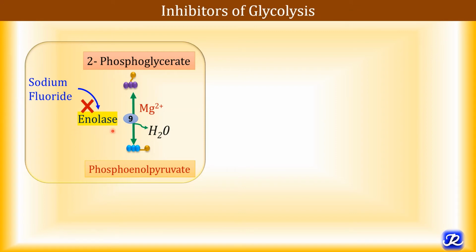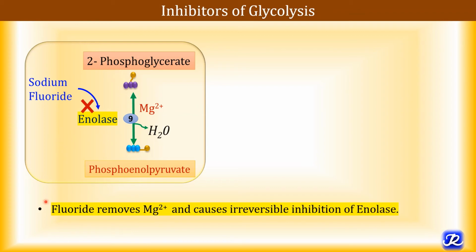Now, what is the action of enolase? It converts 2-phosphoglycerate into phosphoenolpyruvate. But for the action of enolase, magnesium ion is required. Without magnesium ion, enolase cannot act. Now this sodium fluoride removes this magnesium ion and thus affects the activity of enolase. So what happens? This fluoride removes magnesium and causes irreversible inhibition of enolase.